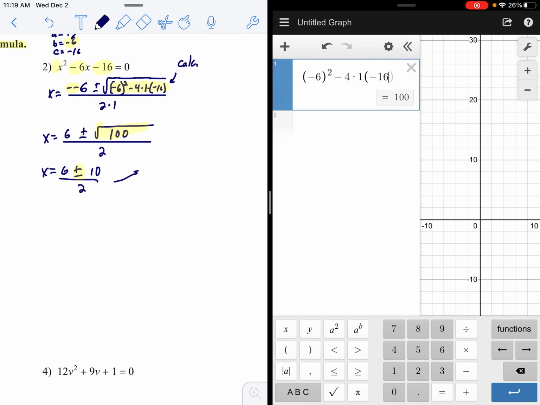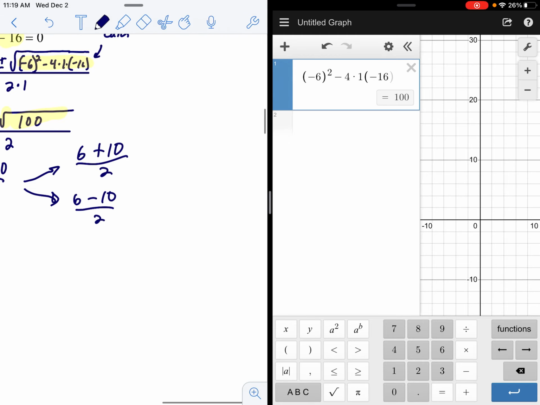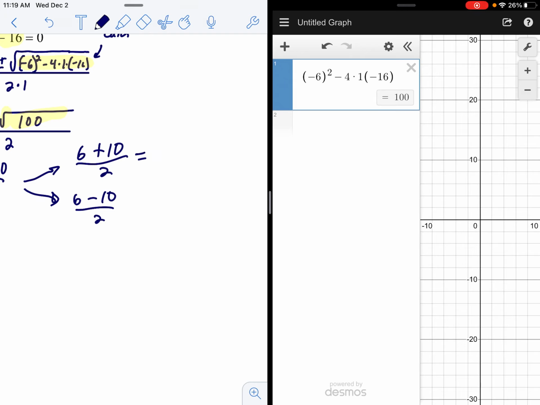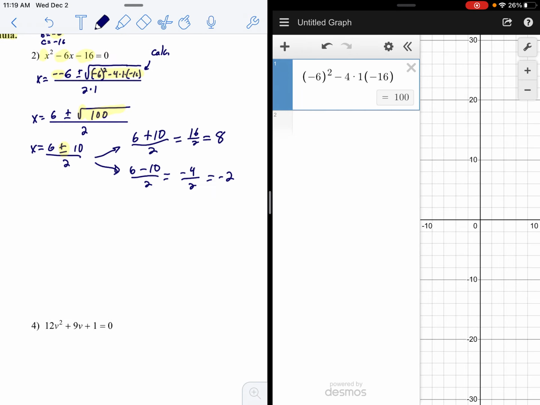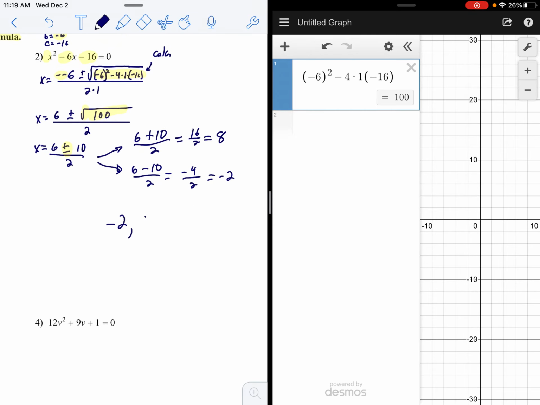Remember what that means is you can do 6 plus 10 all over 2, or you can do 6 minus 10 all over 2. So you do have to split this up into two problems. You can go back to using a calculator if you want, but these are small enough numbers that I don't feel like I need one. 6 plus 10 is 16 divided by 2, which is 8. And then 6 minus 10 is negative 4 divided by 2, which is negative 2. So I come up with two answers, negative 2 and 8.